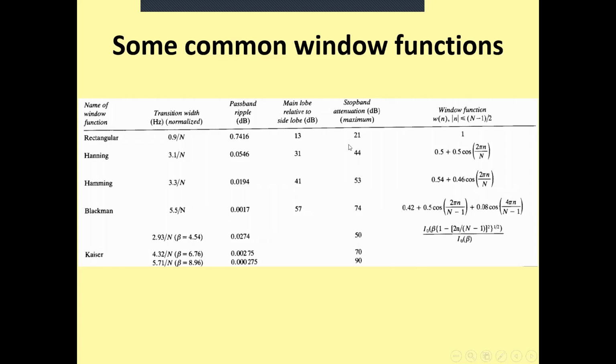Hanning window again is less than 50 dB. Again, this kind of filter will be discarded or skipped. Finally, look at Hamming window. Hamming window has stop band attenuation, which is 53 dB.